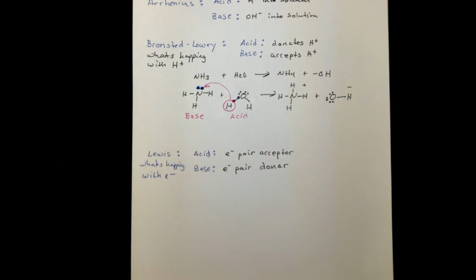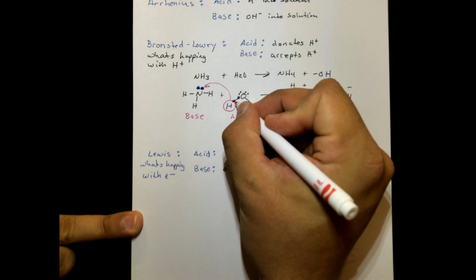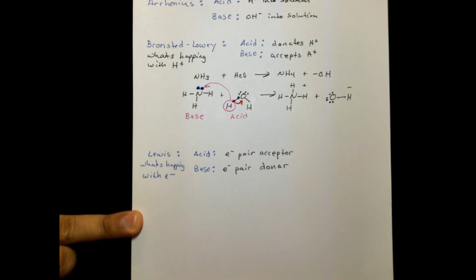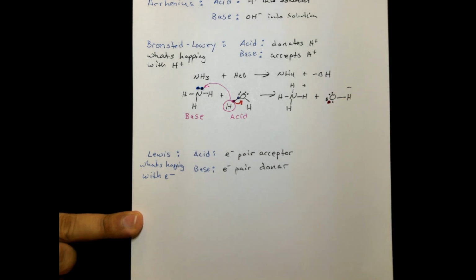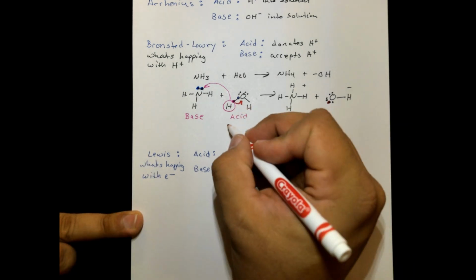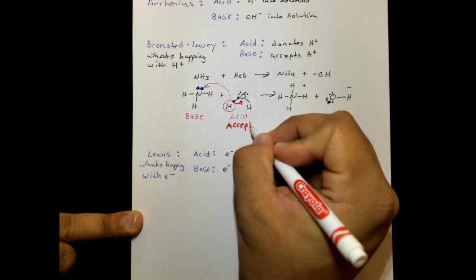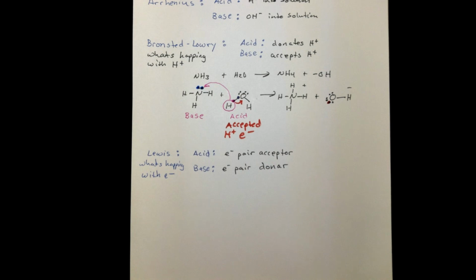Now, what's happening with electrons here? We've got to track what's happening with electrons. So we're going to look. Here's what happens. Oxygen is going to steal hydrogen's electron. Boom, he's going to go there. And if we look right here, there goes hydrogen's electron. So we know that water accepted hydrogen's electron. Okay? We know that water accepted hydrogen's electron.